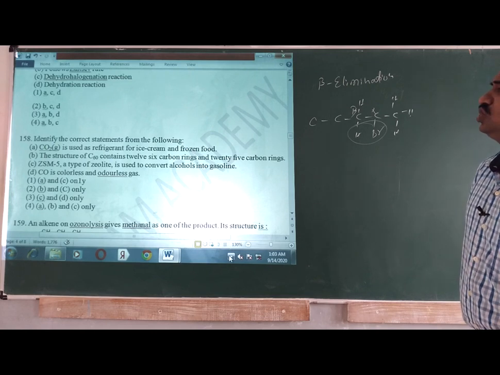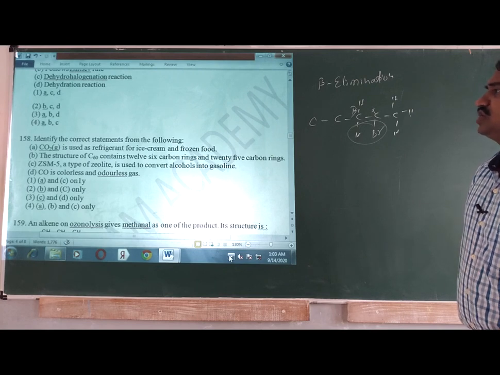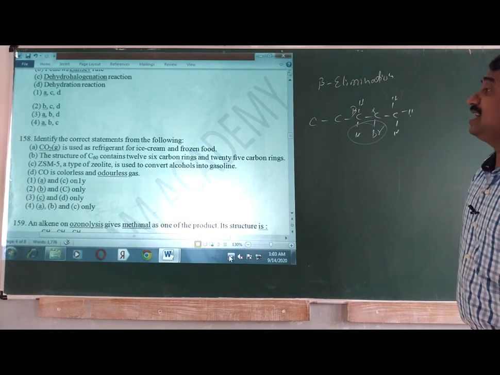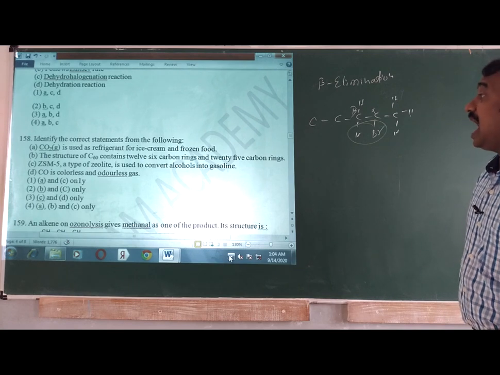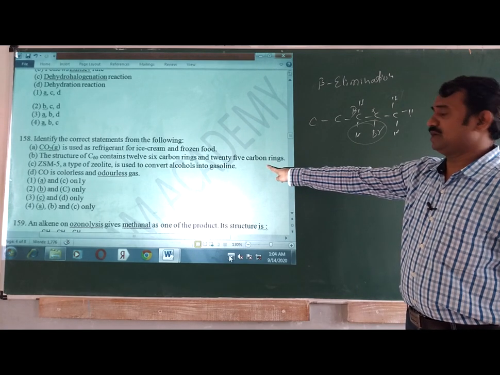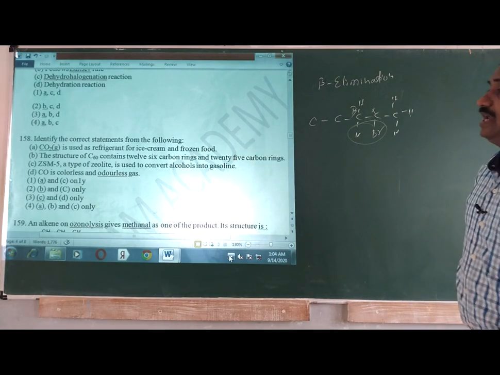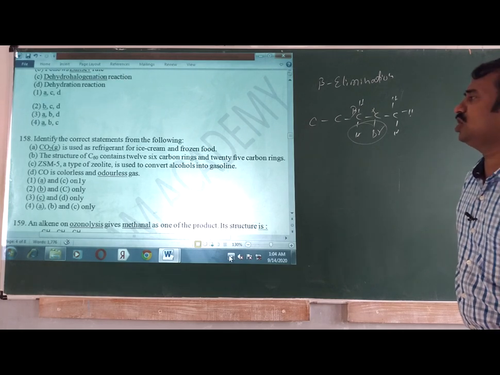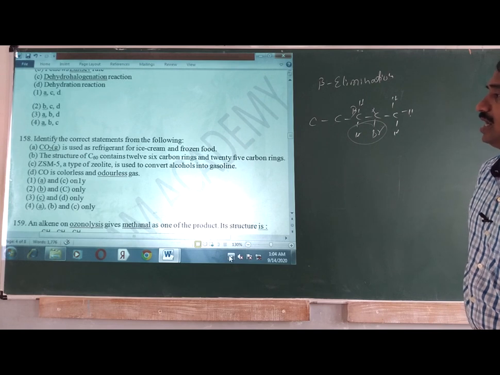Carbon dioxide is used as a refrigerant for ice cream and frozen food. The structure of C60 fullerene contains 12 pentagons and 20 hexagons. Next one, ZSM-5 zeolite catalyst: a type of zeolite used to convert alcohol into gasoline. Next, carbon monoxide is colorless and odorless.